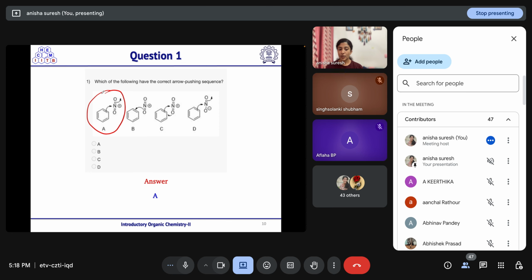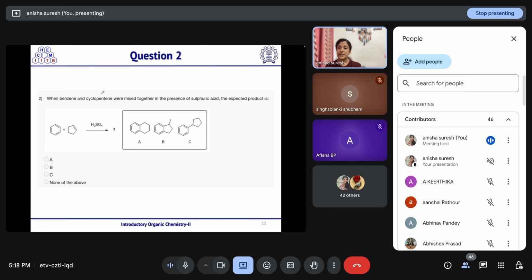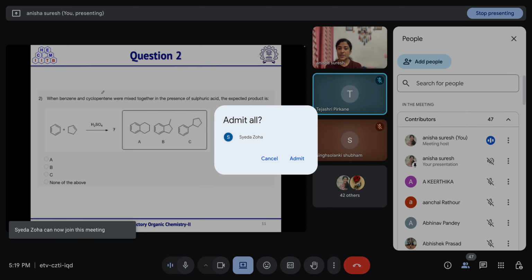Yes, ma'am. Okay. So if this is clear, we can move to question number 2. So this is question number 2. When benzene and cyclopentene were mixed together in the presence of sulfuric acid, the expected product is option number C.